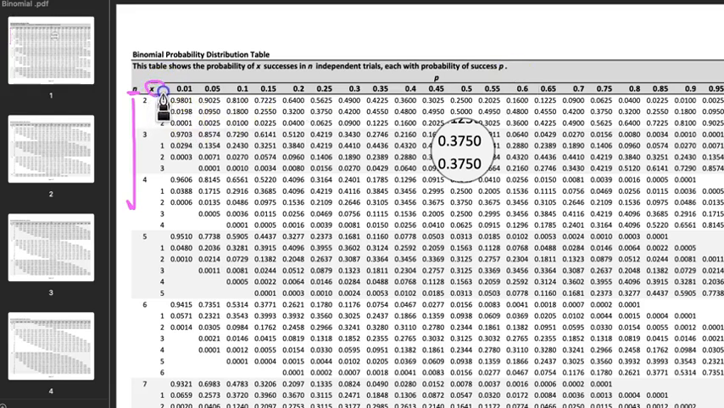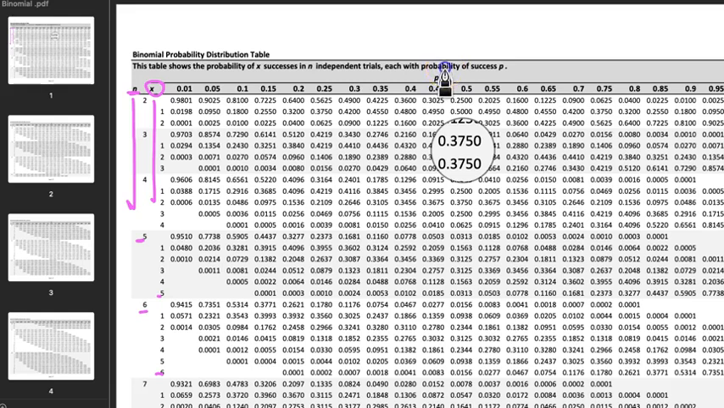Here is going to be the number of successes, and that also is going to go down. It depends on where you are. So if the fixed number of trials is 5, that's going to go up to 5. If it's 6, the number of successes can only go up to 6 as well.